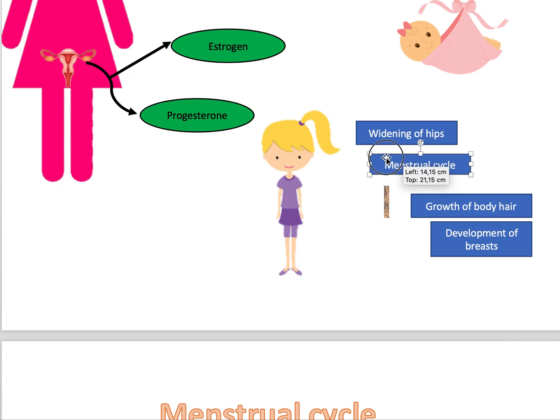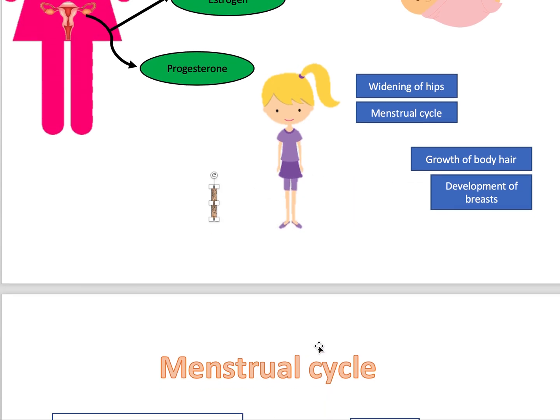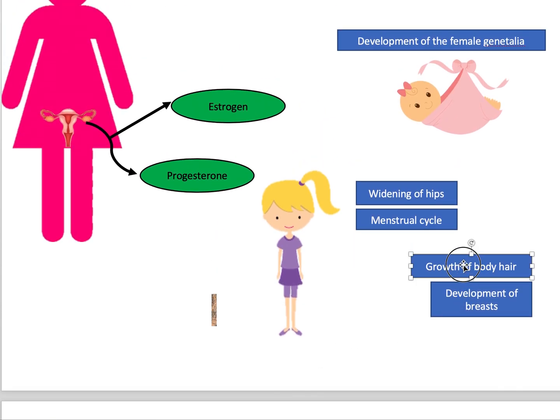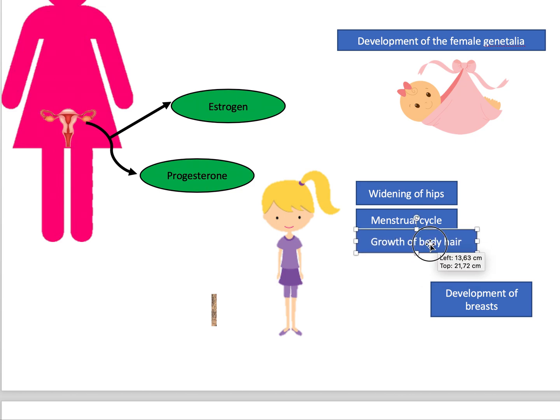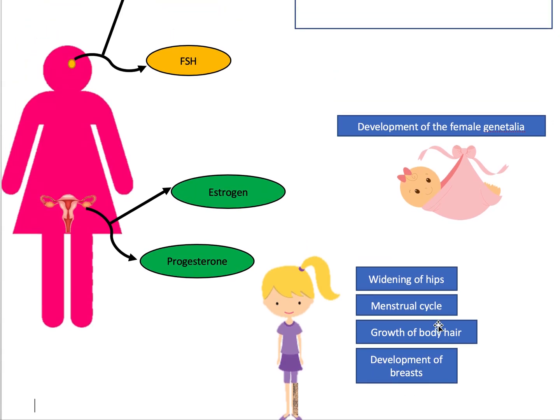Also the menstrual cycle, so pretty much the period cycle, that happens, which is the whole next thing we're going to talk about in the next video. And growth of body hair. Many people might think women don't grow extra hair when they have puberty, but they do, just like men. It's a natural process. And development of the breasts. There's many other things that happen, but these are the key ones that everyone should know about. This is your hair growing there. So this is in terms of sexual development, and that's due to these two hormones.